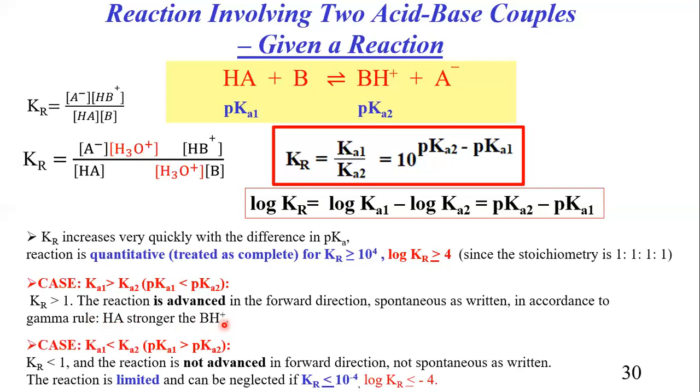All right. In the case where the HA is a weaker acid than the BH+, in other words, the Ka1 is less than the Ka2, or pKa1 is greater than pKa2, then automatically the Kr will be less than 1. Here, the reaction does not proceed in the forward direction. It goes in the opposite direction. That doesn't mean that it doesn't proceed, but it goes in the opposite direction.